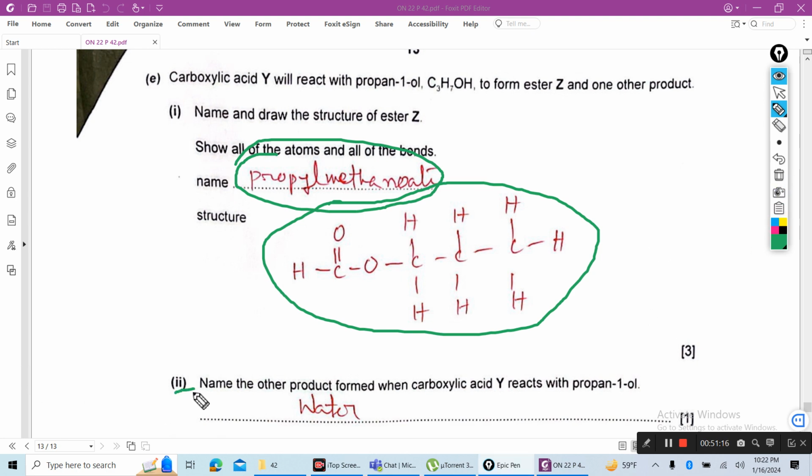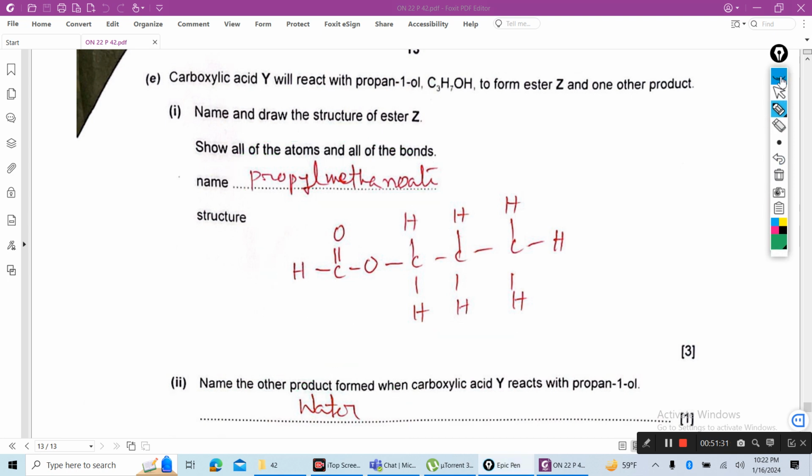Number 2, name the other product formed when carboxylic acid reacts with propanol. The other product will be water. You know, carboxylic acid reacts with alcohol in the presence of sulfuric acid to produce ester and water.